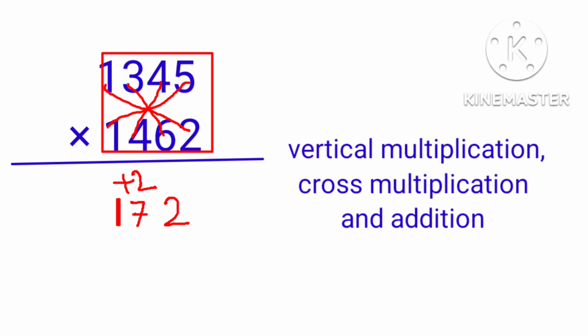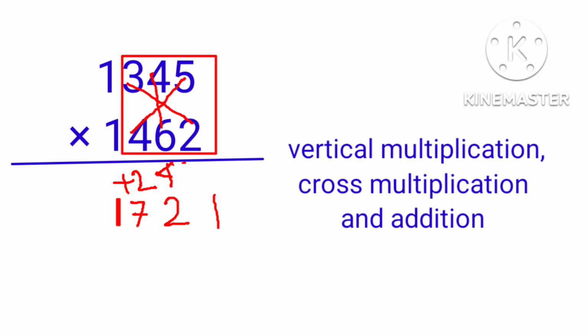Now take 4 pairs, that means 8 digits. 2 ones are 2, 5 ones are 5. 5 plus 2 is equal to 7. Now 3 sixes are 18, 4 fours are 16. 18 plus 16 is equal to 34. 34 plus 7 is equal to 41. So write down 1 and carry 4.